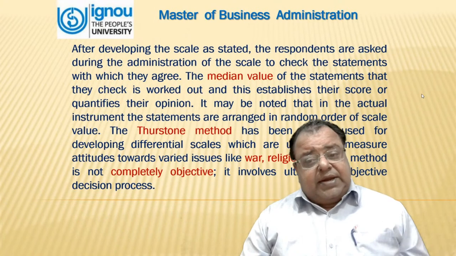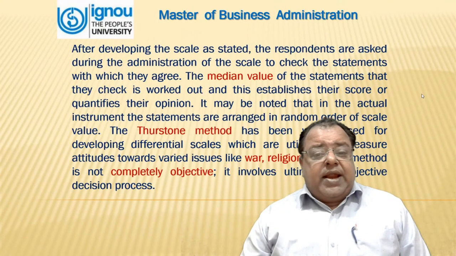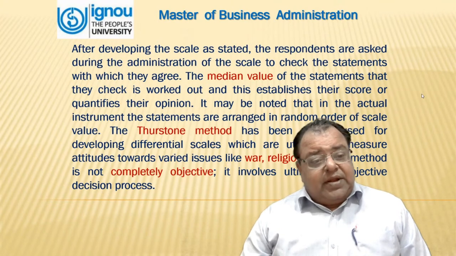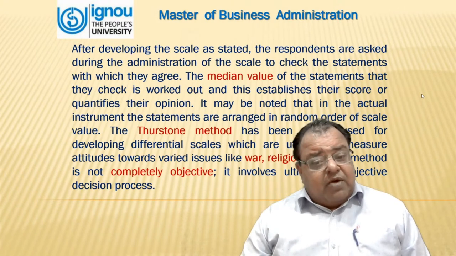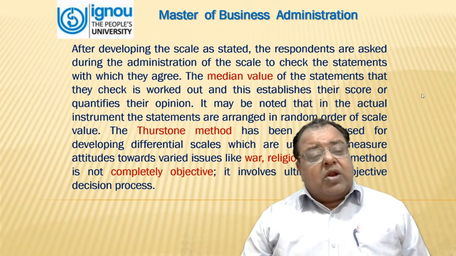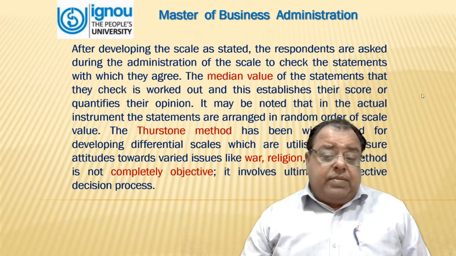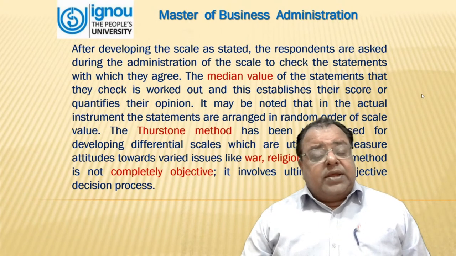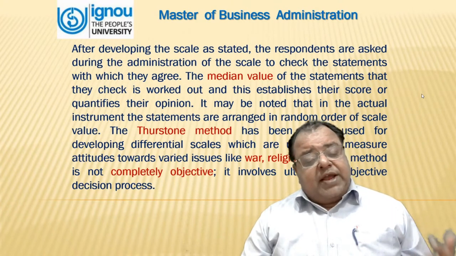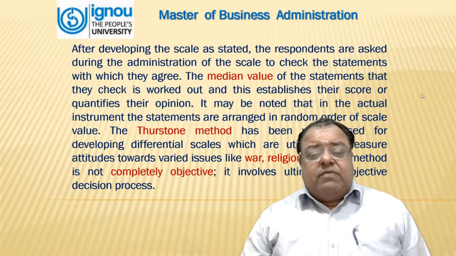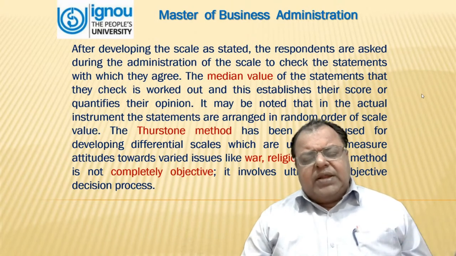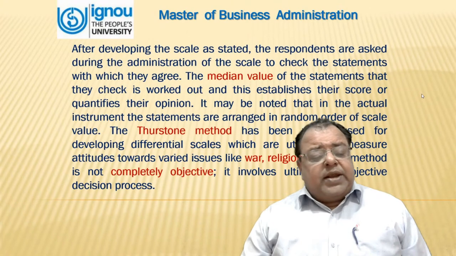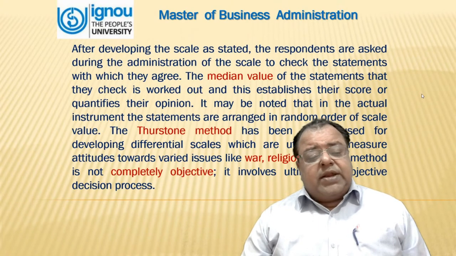After developing the scale as stated, the respondents are asked during the administration of the scale to check the statements with which they agree. The median value of the statements that they check is worked out, and this establishes their score or quantifies their opinion. It may be noted that in the actual instrument, the statements are arranged in random order of scale value. The Thurston method has been widely used for developing differential scales, which are utilized to measure attitudes toward varied issues like war, religion, etc. The method is not completely objective. It involves an ultimately subjective decision process.